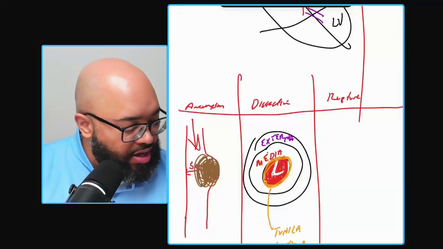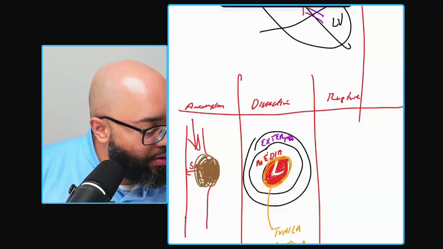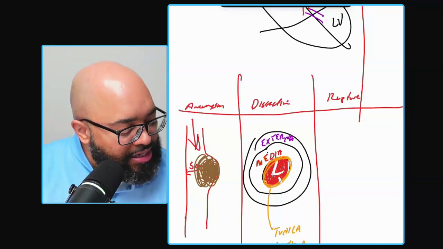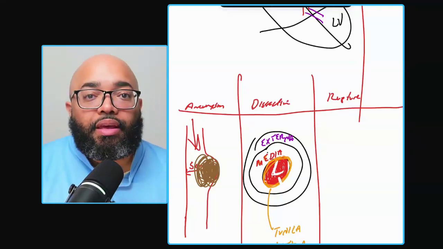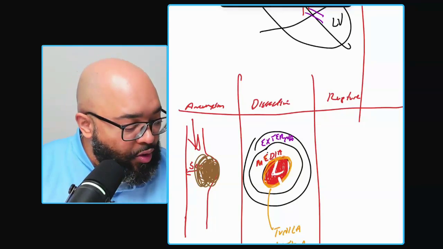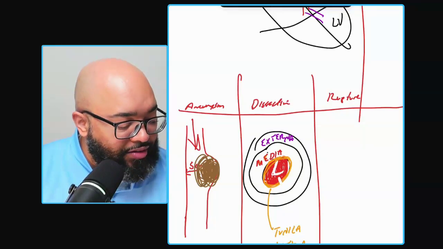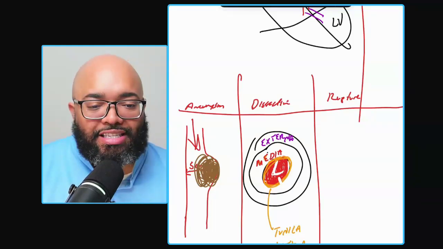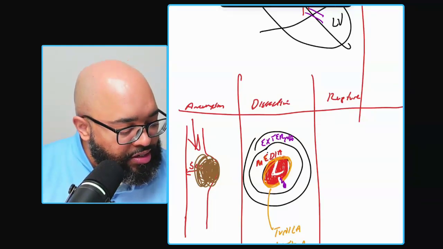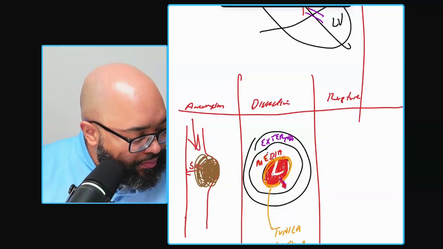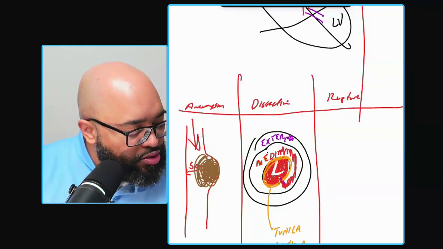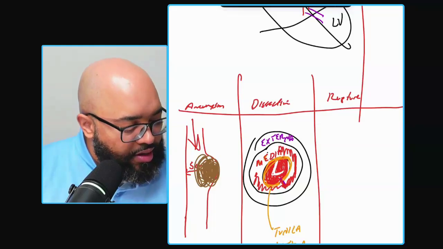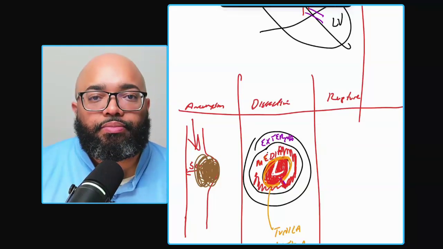What's a dissection? It's where you get a tear in the tunica intima. Okay, an aortic dissection is where you have a tear in the tunica intima, and then this is what happens. The blood that was inside the lumen now starts leaking out, and now it goes between the other layers. That's an aortic dissection.